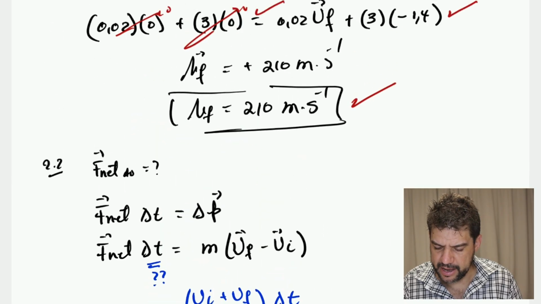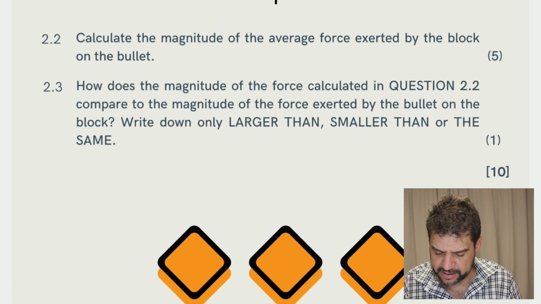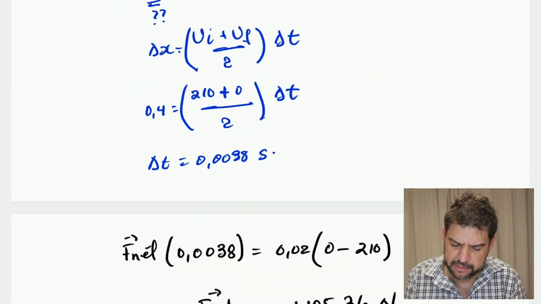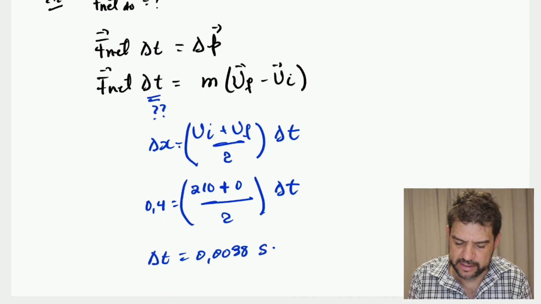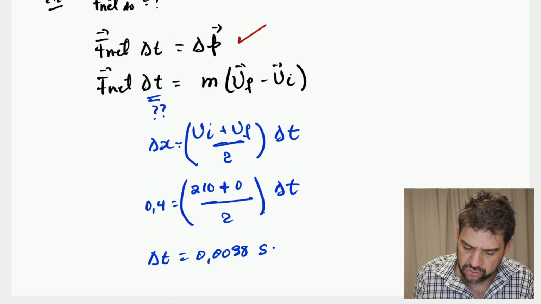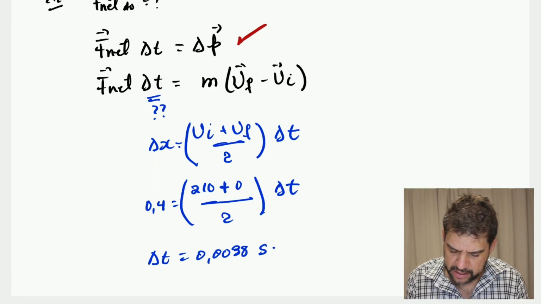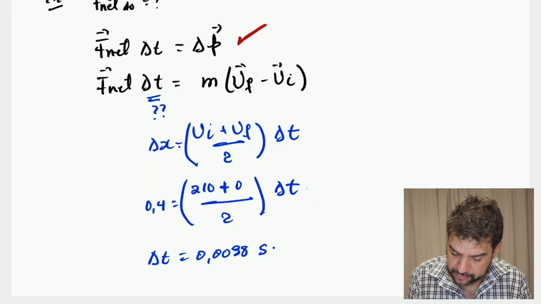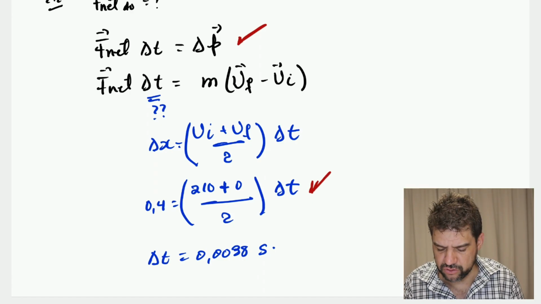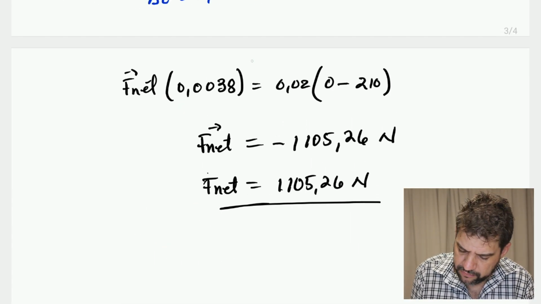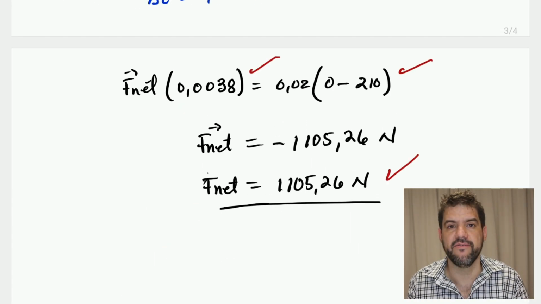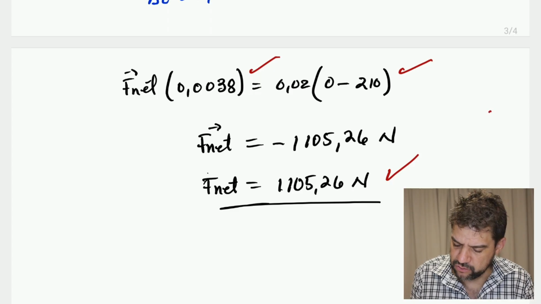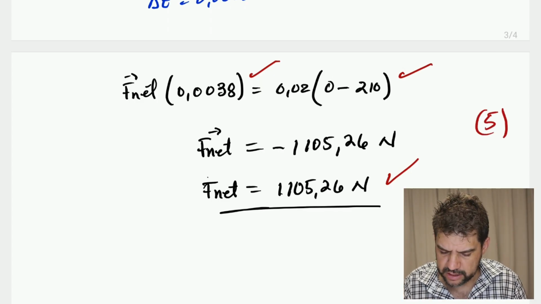Now, they gave you 5 marks here. Guys, this question is a little bit more tricky because you don't have the time. So it's one mark for using Newton's second law in terms of momentum, then one for calculating the time, and then for substituting, 1, 2, 3, 4, and 5. Those are the 5 marks. We're almost done with this specific question.